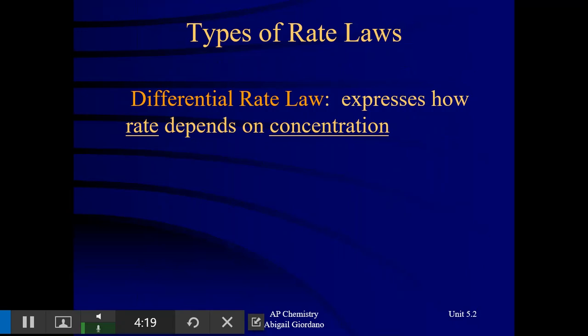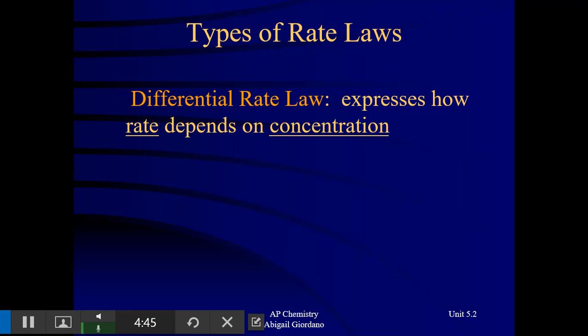Now, before we get into this, just a little bit of vocabulary. There are two types of rate laws out there. And as I told you before, those of you that are familiar with calculus are going to see some words that bring to mind some connections in calculus. I'm not going to make those connections, but again, there is some overlap here.